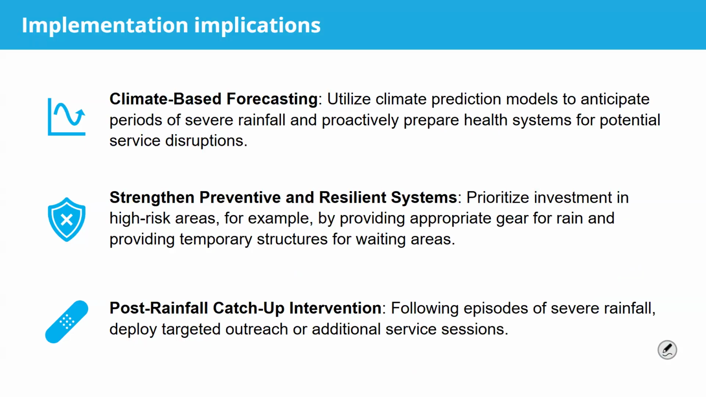Then some implications from this research are, of course, we can do some climate-based forecasting. Based on this research, now we understand that some unexpected severe rainfall significantly impacts the essential health services. So maybe we can do some forecasting. And of course, based on the high risk geographical areas, we can prioritize the investment in those areas. Then if we cannot prevent those impacts, we can also suggest, okay, this facility received some severe rainfall, so let's do some additional interventions to catch up on those missed services.